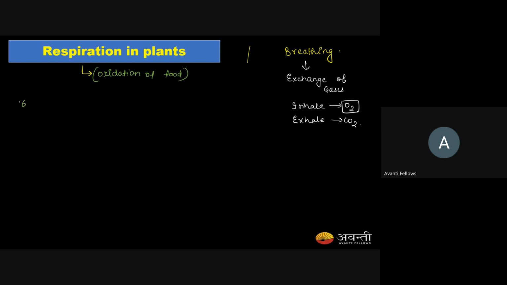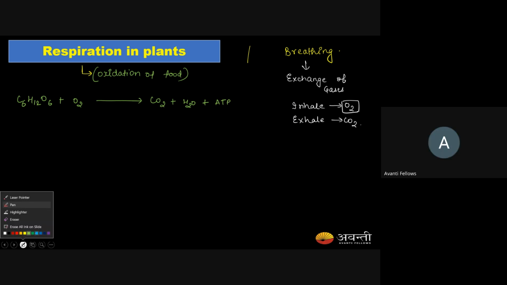Food is like glucose, C6H12O6. In the presence of oxygen, it breaks down into CO2 plus H2O plus energy, and that energy is ATP. And what happens in photosynthesis? Can anyone tell me the equation of photosynthesis?